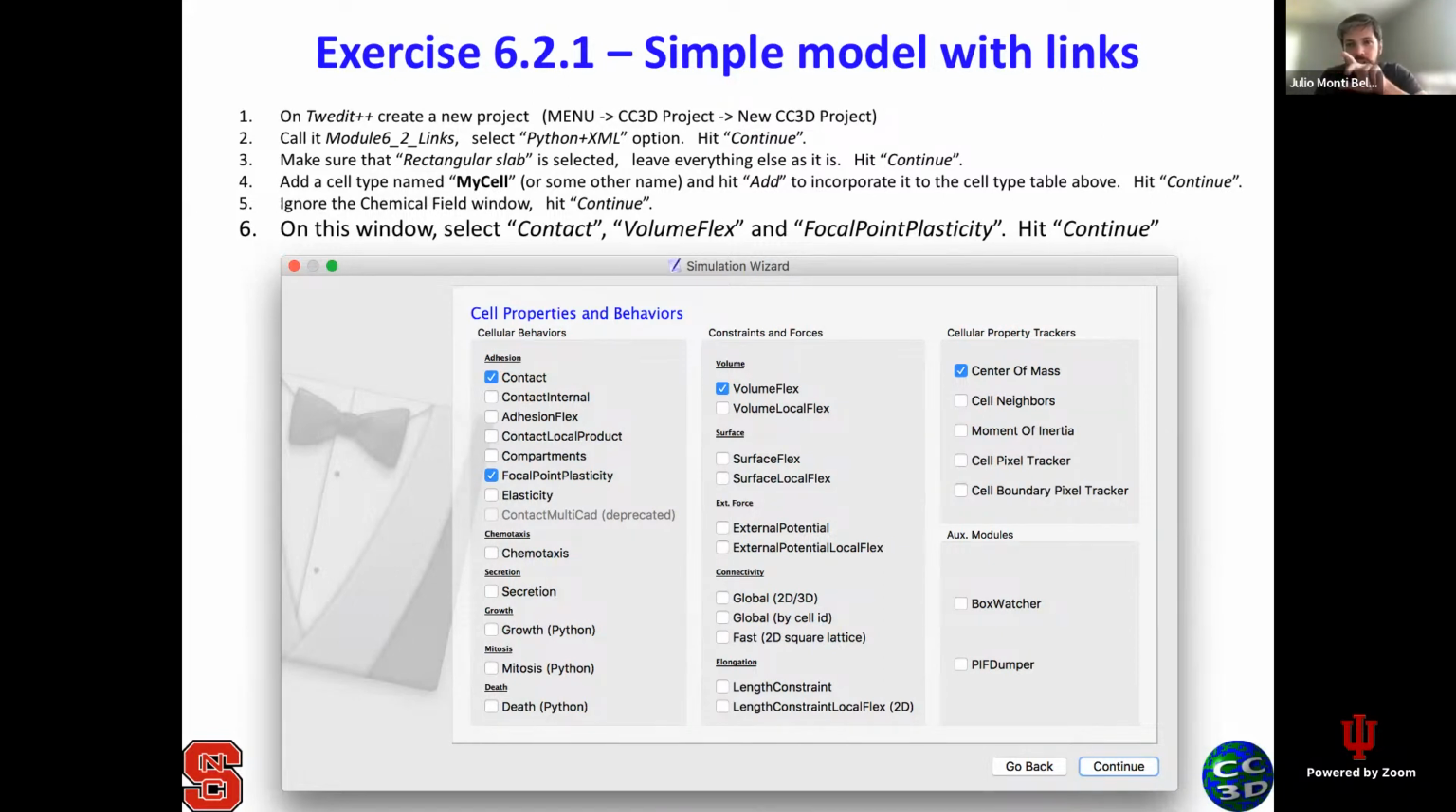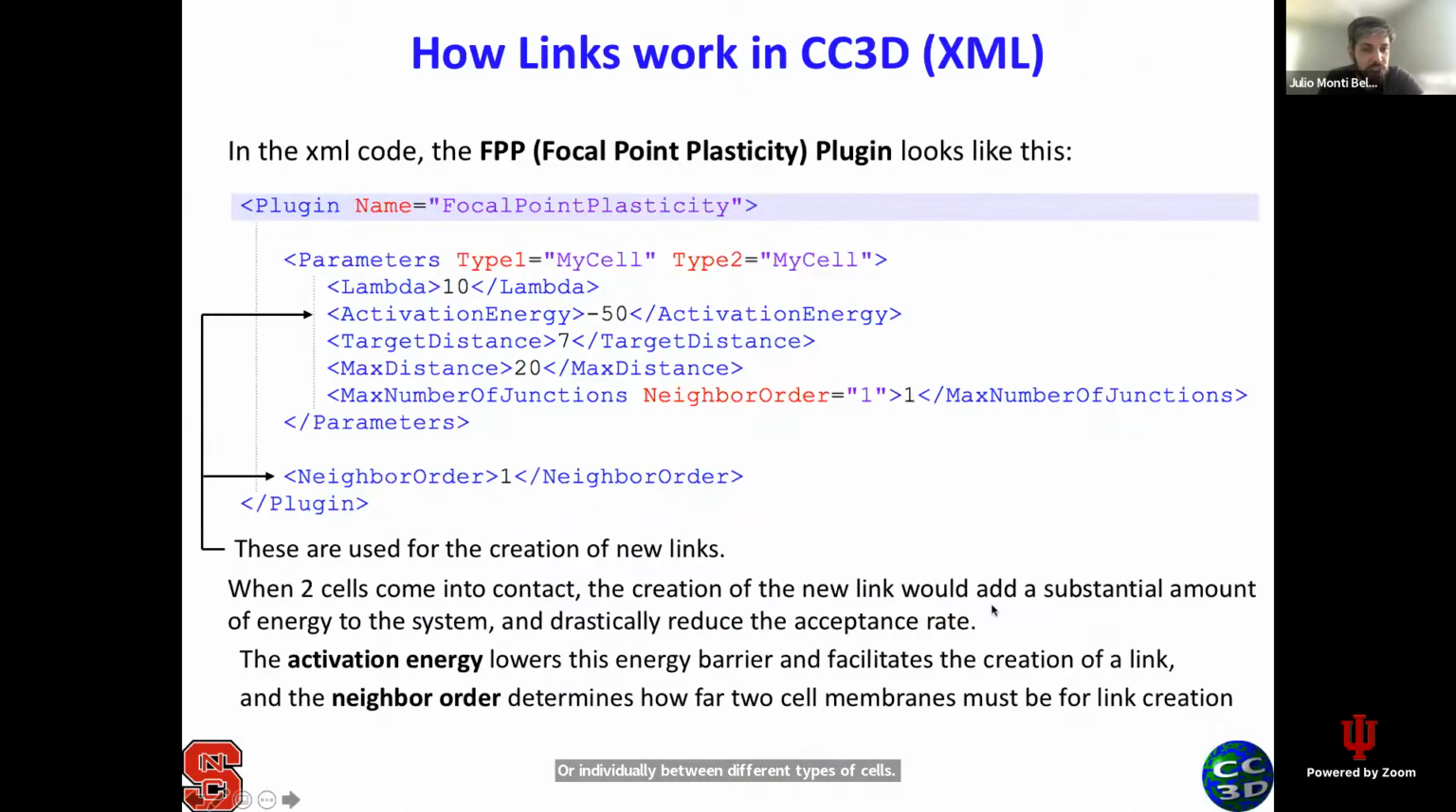Also, the neighbor order in the links sets how far two cells have to be in order for them to start interacting and making a new link between them. Okay, so that can be set up either globally for all the cells or individually between different cell types. So that information is here on slide 10 of the presentation.